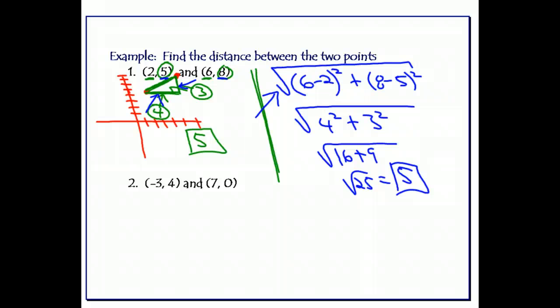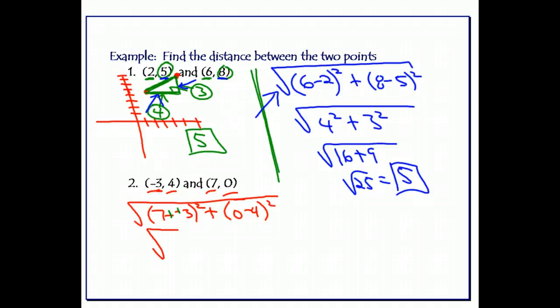Here's point negative 3, comma 4, and 7, 0. What's the distance? Well, let's use our distance formula. I've got the square root. I've got a 7 minus a negative 3, and I've got a 0 minus a 4. Oops, a little sloppy, but I think you can still read that. 7 minus a negative, you know that's like plus a positive. So that gives me a 10.